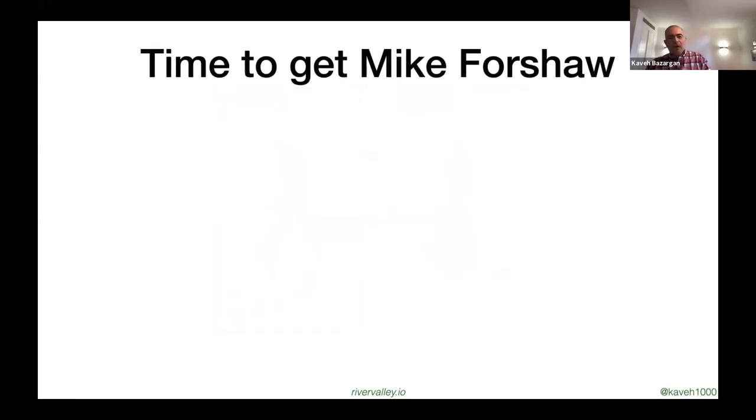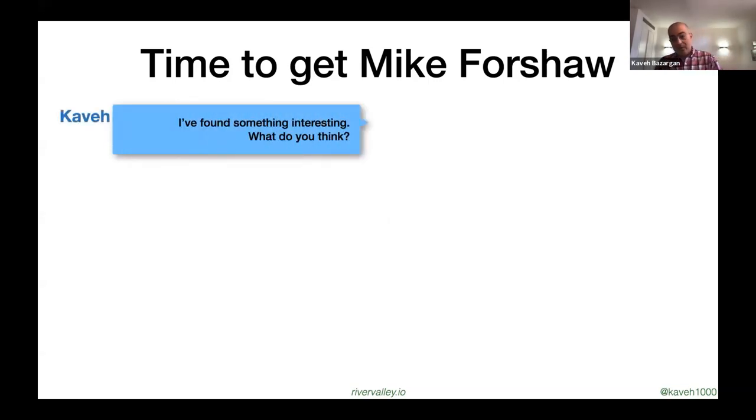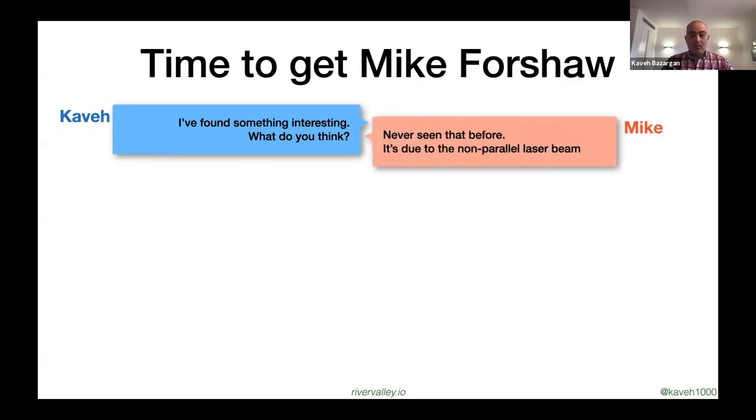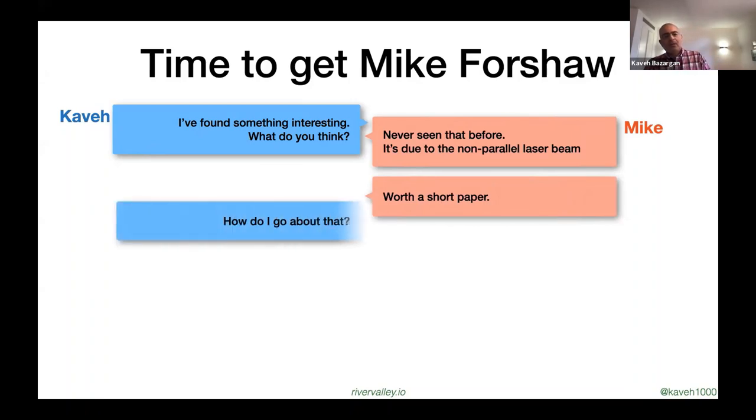There was a guy called Mike Forshaw, a colleague who was much cleverer than I was. He knew the theory. I said, time to talk to him. So I said, look, have a look at this, Mike. Found something interesting here. What do you think? He said, well, I've never seen that before. I think it's due to the fact that you didn't collimate the light or make them parallel. And he said, you could get a paper out of this.